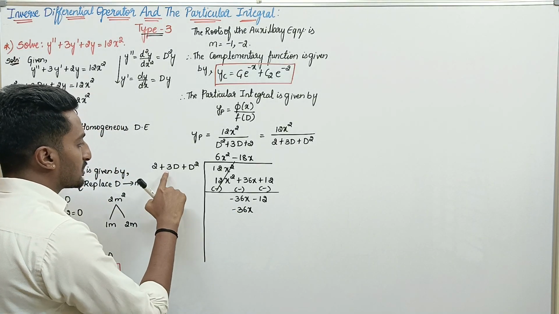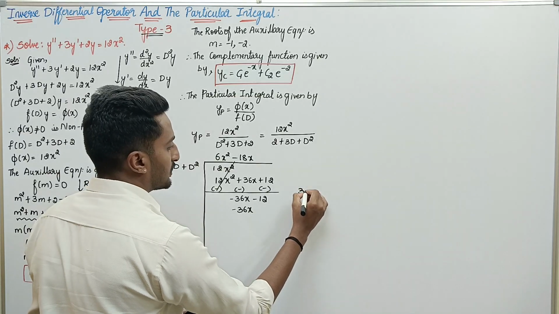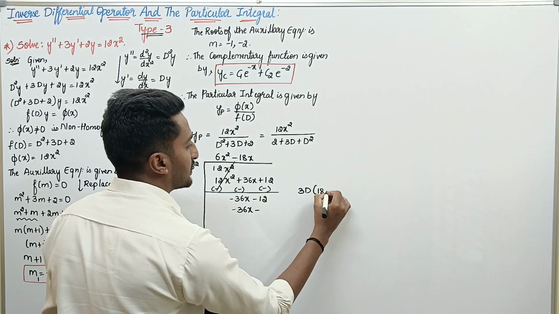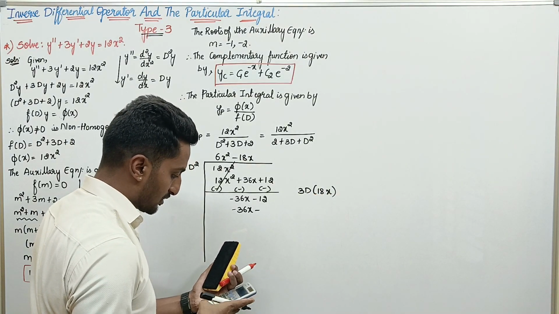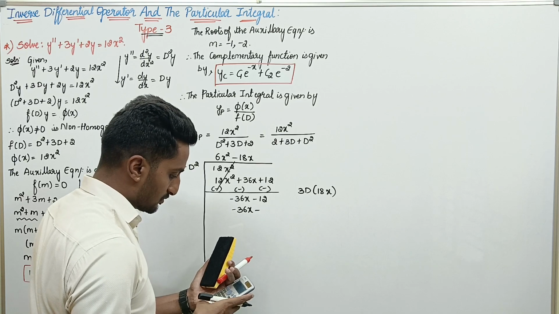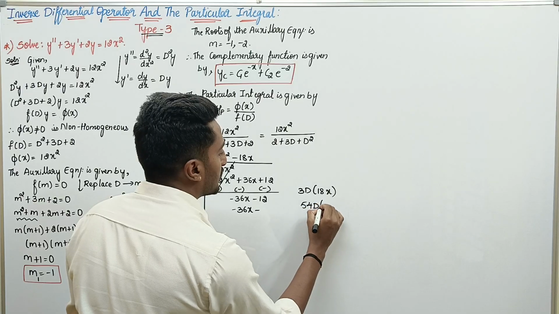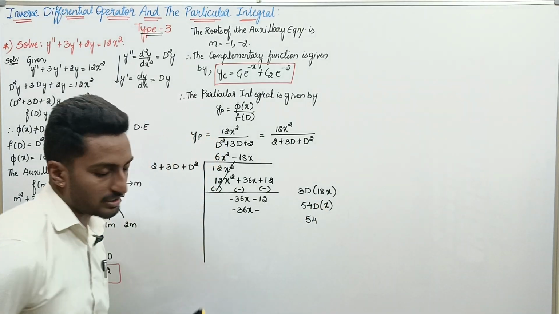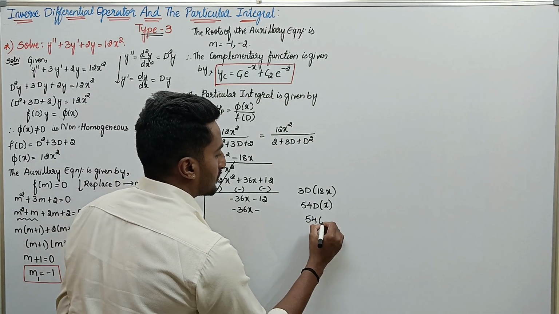Got the point? Next, I need to multiply 3D minus, I am going to write similar, into 18x. 18 into 3, you get 54. 54D with respect to x. 54 differentiation of x with respect to x, you get 1.